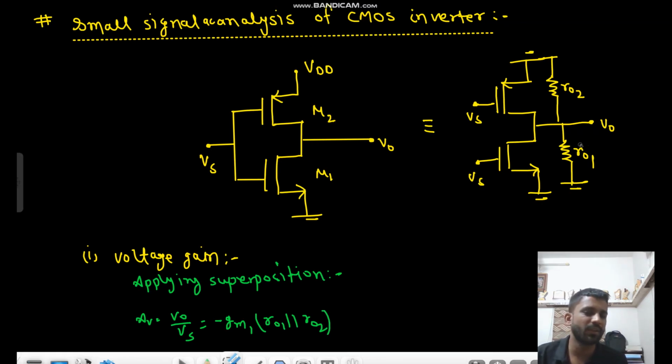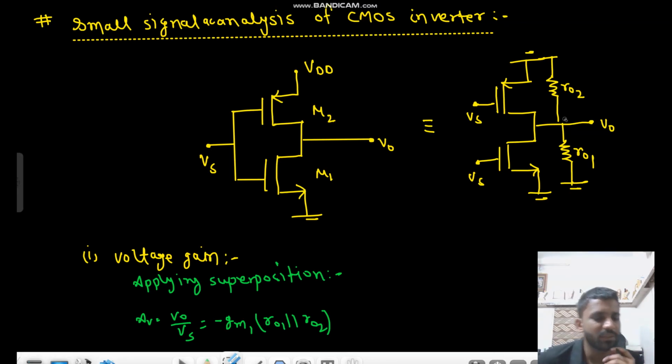If this is shorted, this is gone. R01 comes in parallel with R02. The source is common, and we are collecting output at the drain terminal in the case of PMOS. So what is happening there? This is simply a common source amplifier.